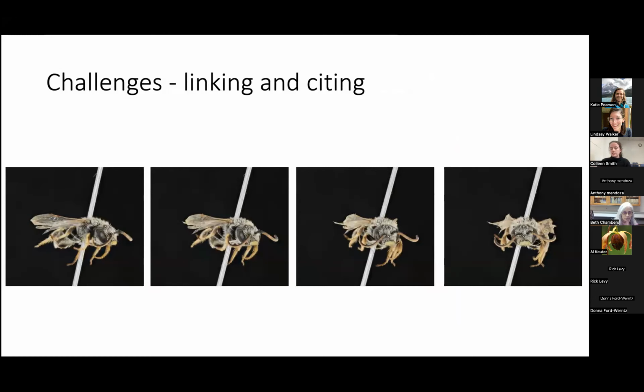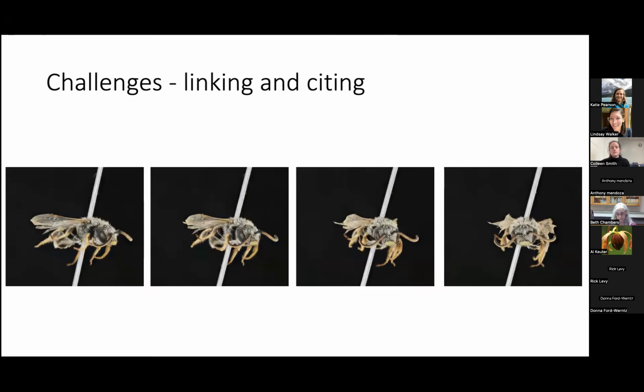A second challenge is linking sets of images and citing them. So if you're publishing a scientific paper that uses images of specimens, those images are going to have usually pretty large file sizes, and so it's going to be potentially impossible to include them in the supplement of the paper. And so we need a way to cite them and link them together if there are multiple images.